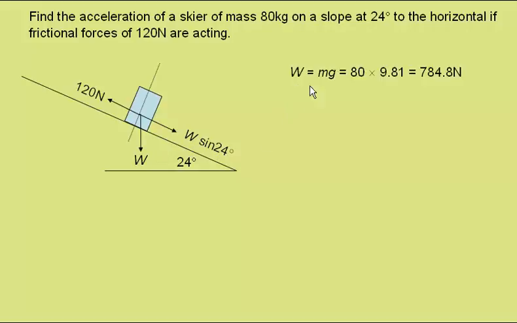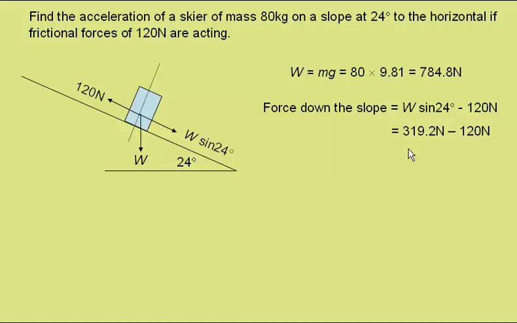But W is the weight, which is the mass times gravitational field strength, 80 kilograms times 9.81 newtons per kilogram from your datasheet, giving W equal to 784.8 newtons. The force down the slope will be equal to W sin 24 minus the frictional force of 120 newtons acting up the slope. Putting the numbers in, that's 319.2 newtons for W sin 24 minus 120 newtons gives a total force of 199.2 newtons down the slope.